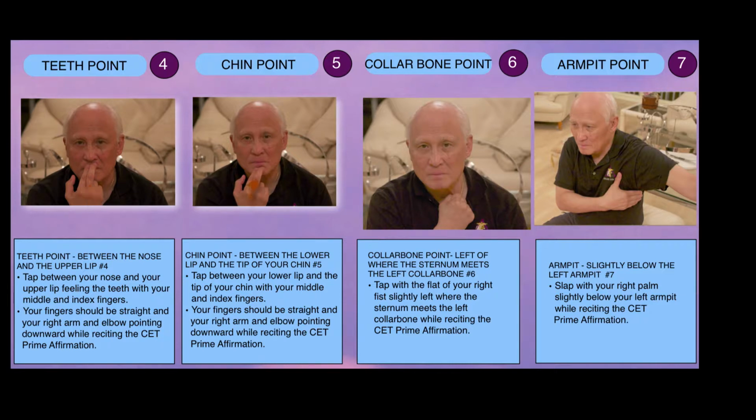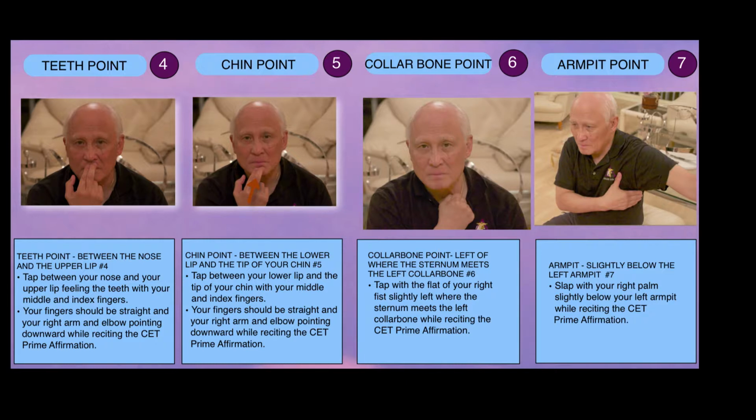The chin point is number 5, between the lower lip and the tip of your chin. Tap between your lower lip and the tip of your chin with your middle and index finger. The fingers should be straight and your right arm and elbow pointing downwards while reciting the CET Prime affirmation.